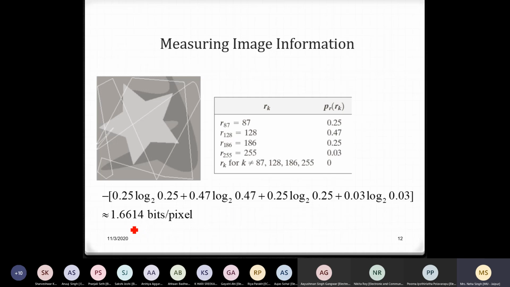This is how your entropy has been calculated for the same image with the 4 gray levels. This is the probability for each gray level given. So we simply put into the formula minus of probability of R87 times log to the base 2 probability of R87, plus probability of R128 times log to the base 2 probability of R128, and similarly for the other two cases. So what is the average information conveyed per symbol? It is 1.6614, right?